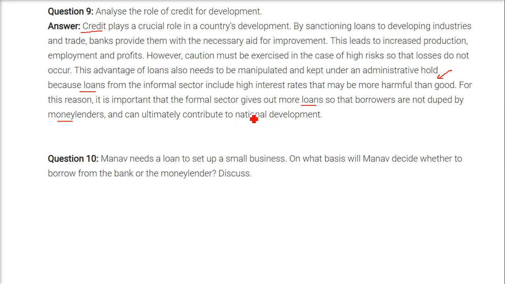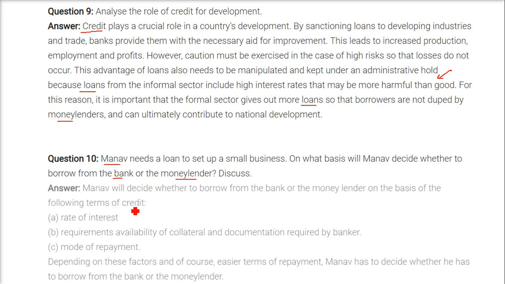Now here is a person called Manav. He needs a loan to set up a small business. On what basis will Manav decide whether to borrow from the bank or the moneylender? He may borrow money from the bank or from the moneylender. You have to discuss. Manav can decide where to borrow the money from on the basis of the terms of credit.